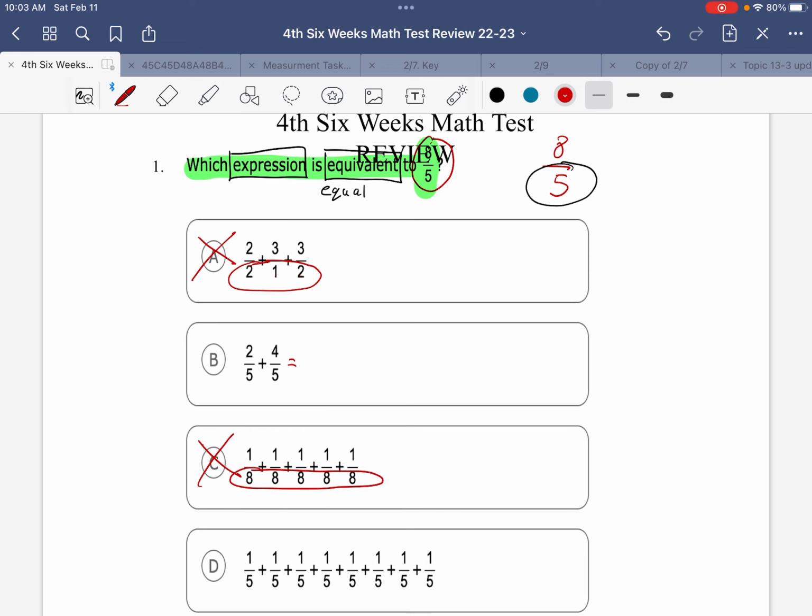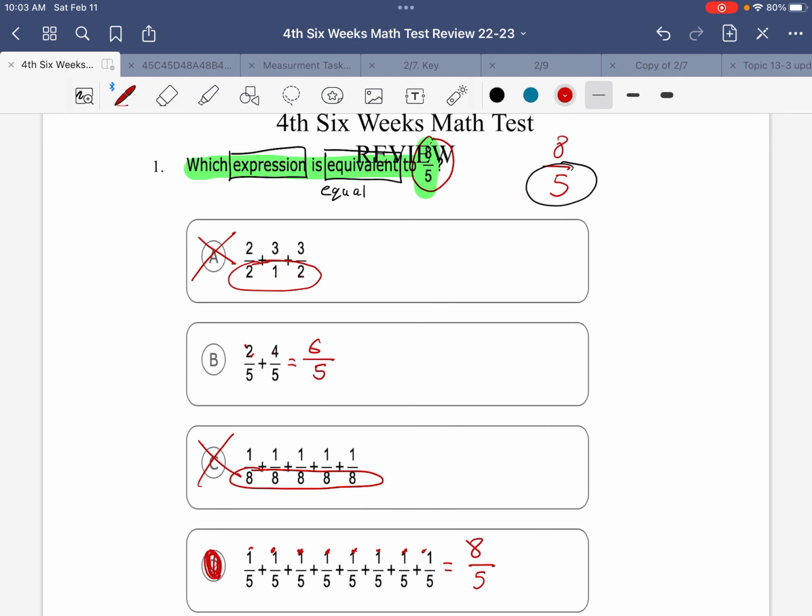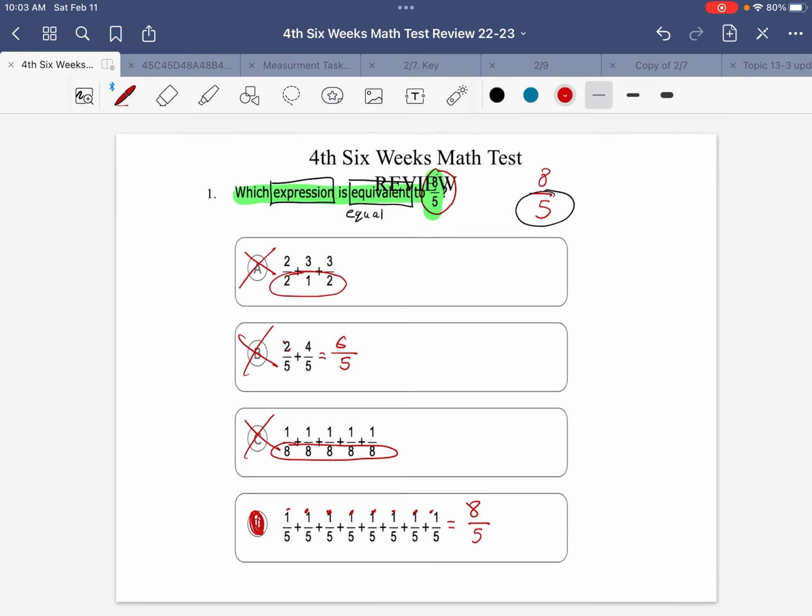If I add B, like I said, denominator never changes. I have 4, 5, 6. So I have 6 over 5. If I do D, denominator never changes, and I get 1, 2, 3, 4, 5, 6, 7, 8. 8 over 5. So which one matches this fraction? It's going to be D. Okay.